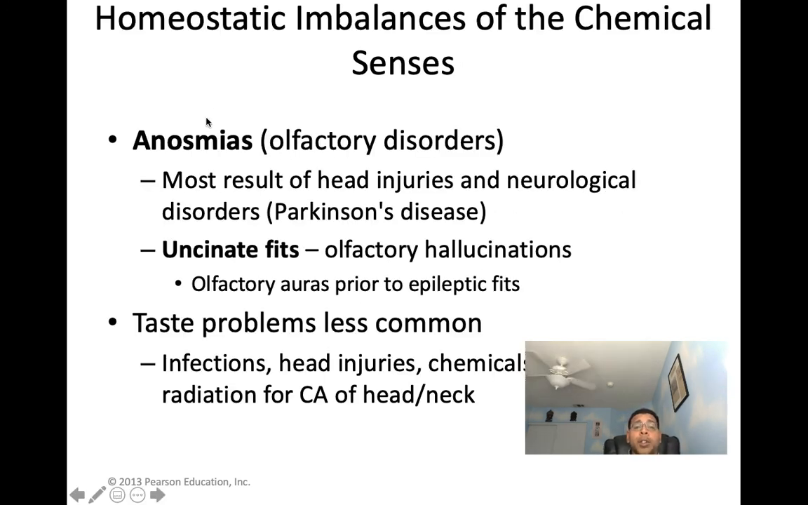Next, I'd like you to know a couple of terms. First term is anosmias, which is olfactory disorders. Most result of head injuries and neurological disorders such as Parkinson's disease. And then we have the term uncinate fits. These are olfactory hallucinations. Some patients have olfactory auras prior to epileptic fits. And they'll say, oh, I had this distinctive smell and I know I was going to have a seizure. And then last here, we'll see taste problems are going to be less common. They can happen from infections, head injuries, from chemicals, from medications, or radiation for cancer of the head and neck.